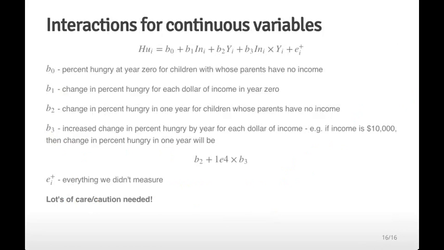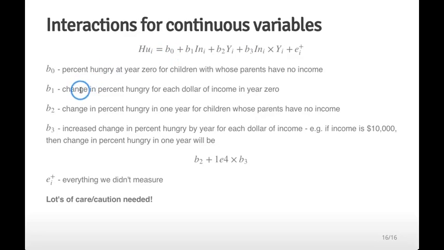You can include quantitative terms in interactions in multiple regression models, but the interpretation gets a little bit tricky, so you have to be a little bit careful. So for example, suppose that we had an income variable that was measured in dollars, and we're fitting a multiple regression like this where we have a term for income, a term for year, and an interaction between income and year. Then B0 becomes the percent hungry at year 0 for children whose parents have no income. So imagine if income is equal to 0 and year is equal to 0, these three terms all go away, and we end up with just the B0 term. So that's the average percent hungry at year 0 for parents with no income.